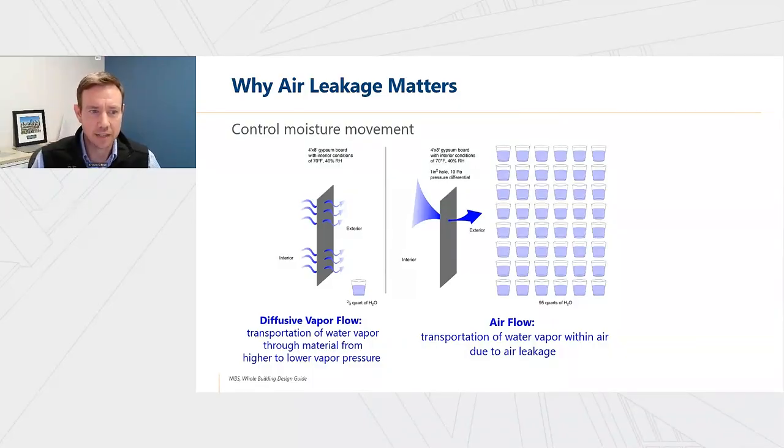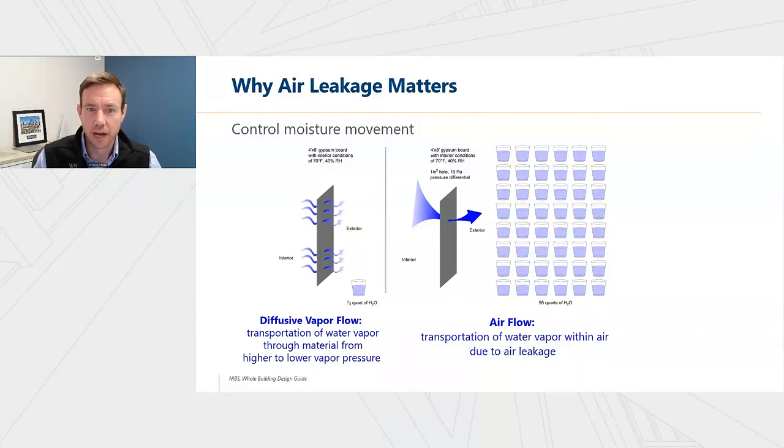In contrast, vapor diffusion is the slow molecular movement of water vapor through pores in the materials themselves, with flow from higher to lower vapor pressure spaces, driven by temperature and relative humidity differences. Air leakage matters so much more compared to vapor diffusion.